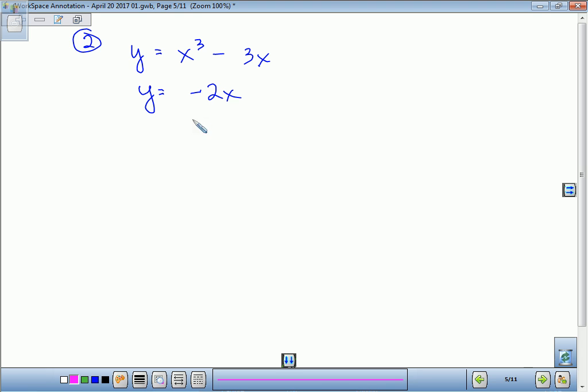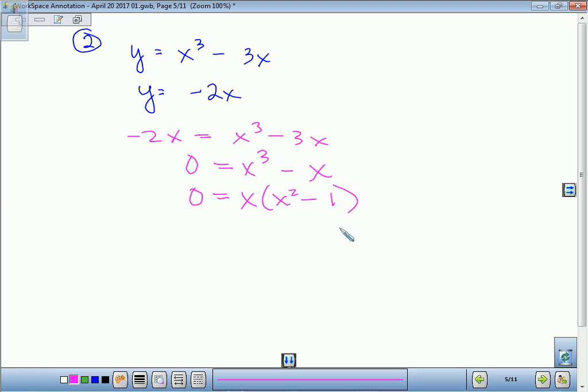So we have a linear and a cubic this time. Which algebraic form of solving to find the intersection would you like to use? Substitution. So we'll plug in the negative 2x where the y was in the top equation. We'll set it equal to 0. When we move that 2x over, this becomes a minus x. We get excited because we see a GCF. X. Excellent.